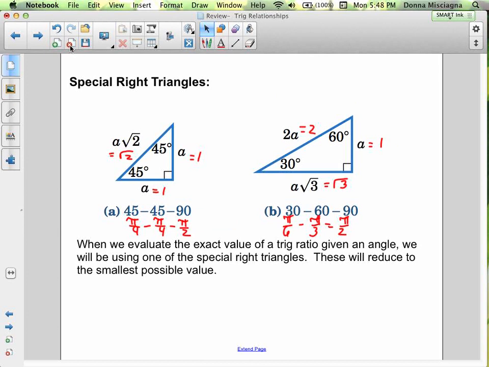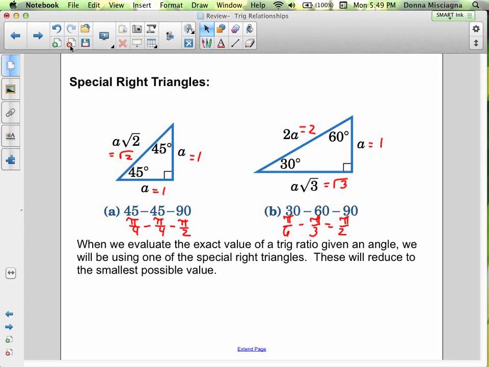So we can evaluate any angle at all if it is a multiple of 45, a multiple of 30, or a multiple of 60. No matter how big or small, we can evaluate it using the special right triangles. As a little reminder, for the 45, 45, 90, which can also be known as the pi fourths, pi fourths, pi halves, the legs are 1 and the hypotenuse is the square root of 2.